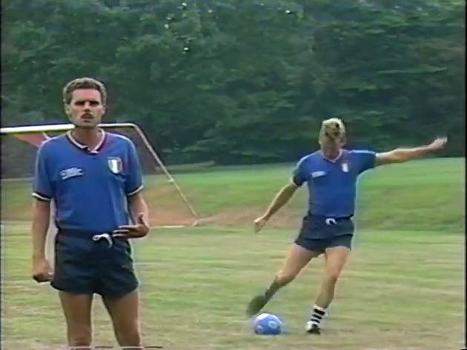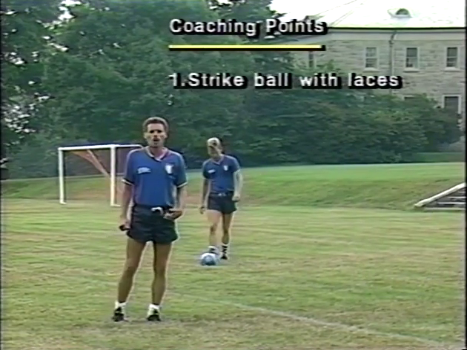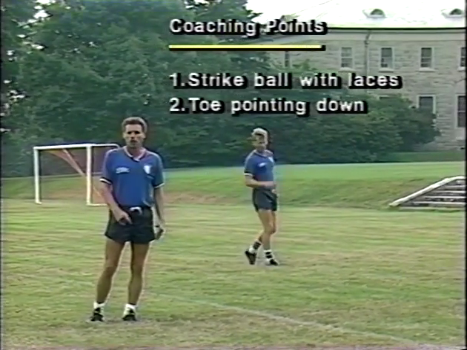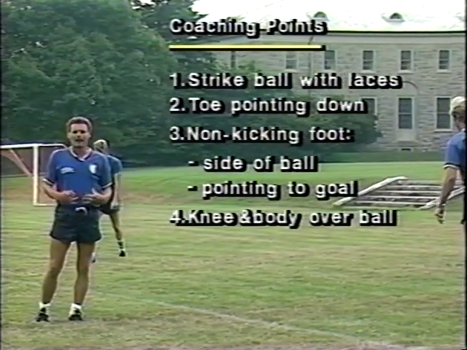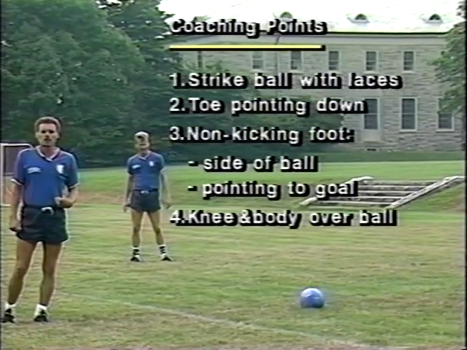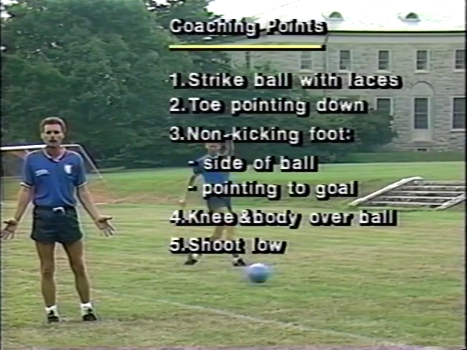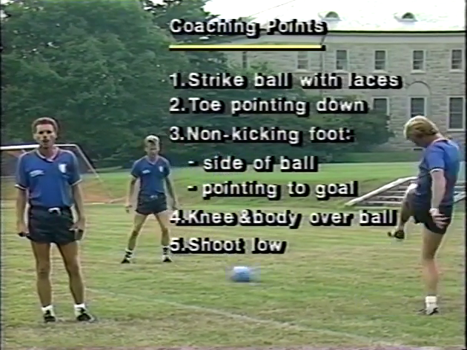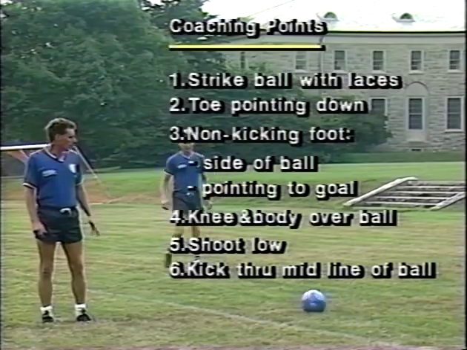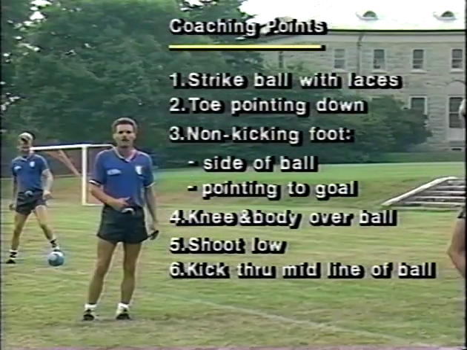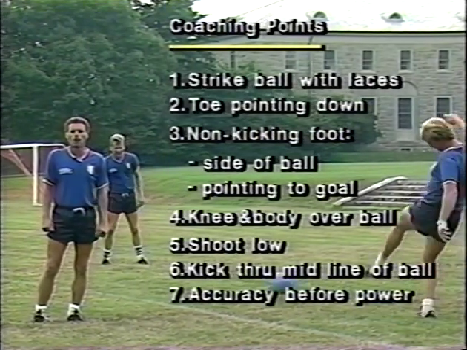So the key factors for shooting are as follows. It's important to strike the ball with the laces, with the toe pointing down and the non-kicking foot pointing towards the goal. As they strike it, getting the knee over the ball and the body over the ball, because that enables us to keep the ball low, and that's more difficult for the keeper to save it if it is on the ground. When we strike it, we want to strike the ball through the mid-line. That also keeps the ball low. We also find that many shots, as we've said before, are off target, so really we need to put an emphasis on accuracy before power.